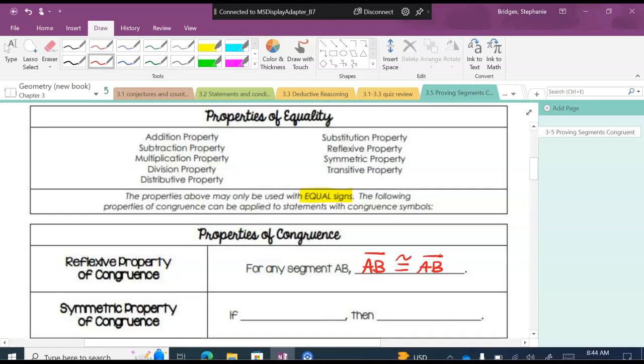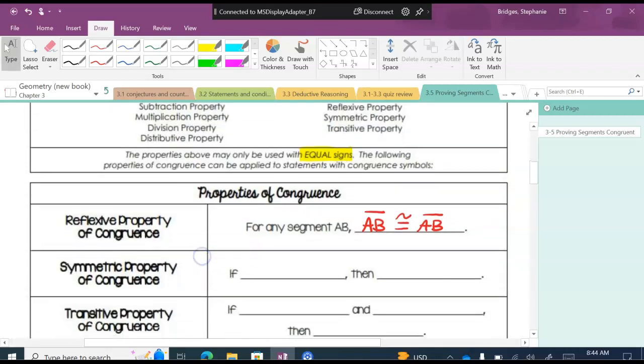All right, and then the symmetric property of congruence. We also talked about this one on Friday. We could say that if segment AB is congruent to segment CD, the symmetric property says I can just change the order of those and say that segment CD is congruent to segment AB. The symmetric property doesn't change anything other than the order in which they are listed.